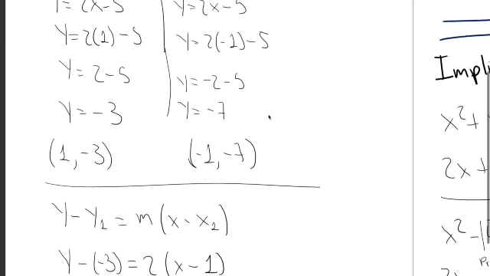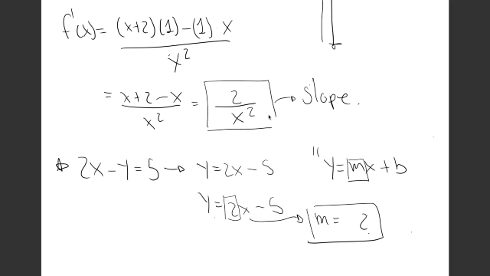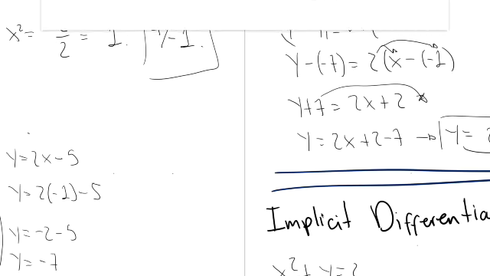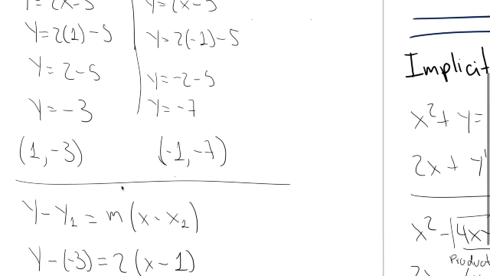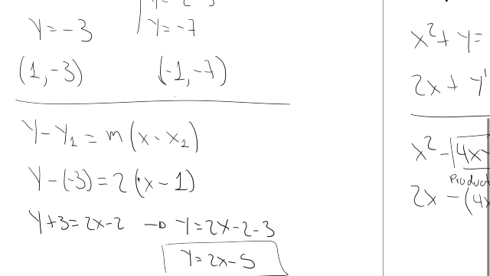And that 2, where is it coming from, David? Well, that 2, if you guys remember, that was the slope that we got at the beginning, right? So that's where the 2 is coming from. And then we get x minus 1. And the 1 is coming from the coordinate 1, negative 3.